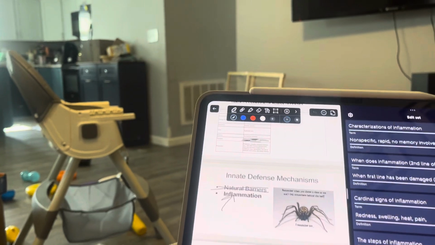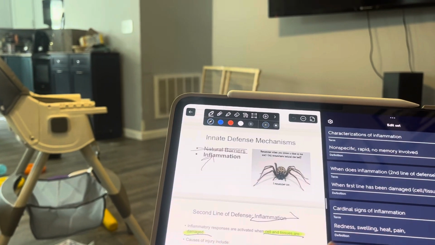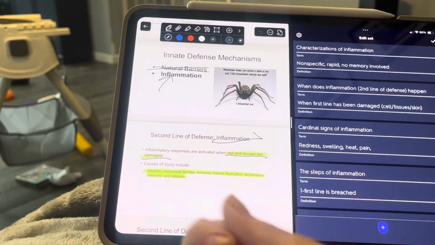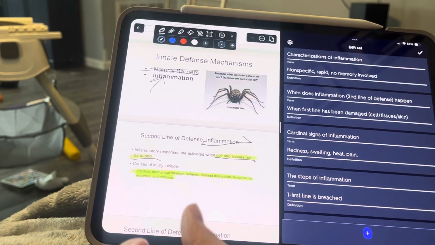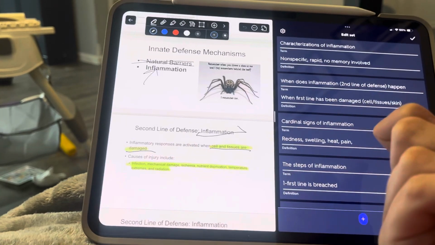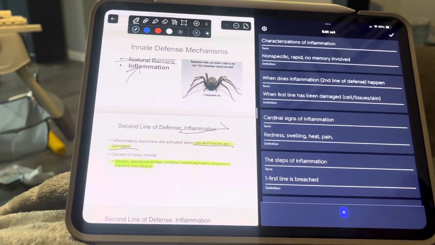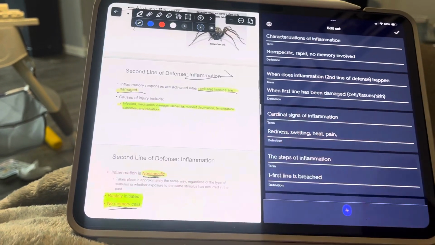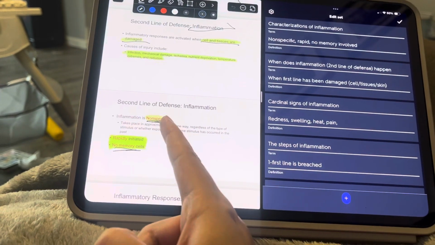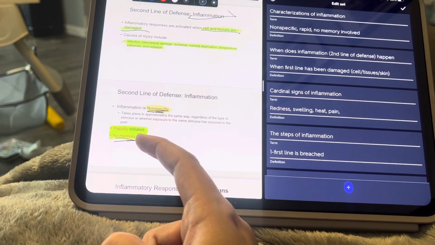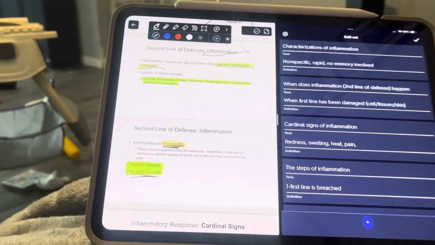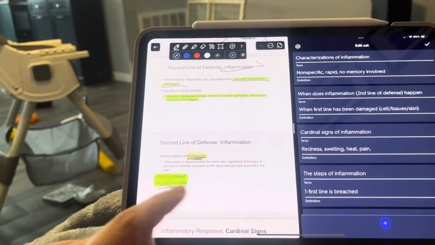And the second line of defense is activated when the cells in the tissue are damaged. So when somebody stabs me, my cells and my tissue, aka my first line of defense, have been damaged. So now the second line of defense is going to come in, and it's going to get to work. What it does is non-specific, very fast, and does not involve any memory. So there are no T or B cells in the second line of defense.